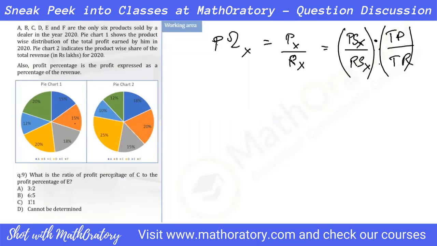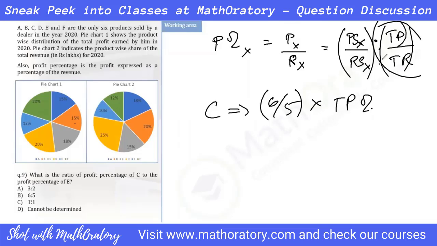What is the ratio of profit percentage of C to the profit percentage of E? Same argument. So for profit percentage of C, whatever is this part, profit percentage of E also, this part is same, right? So I don't have to compare that. All I have to do is, let me explain this a little bit visually. So for C, we have this part as, what is this, 18 by 15. So I'm reducing that to 6 by 5 into the total profit percentage, right? So whatever is the total profit percentage of the company, this thing.